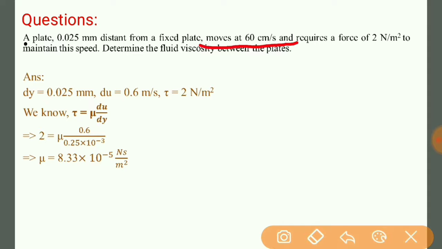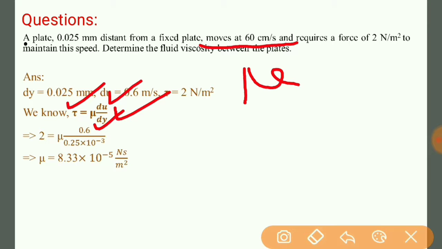This means it asked about dynamic viscosity, and we know the formula for dynamic viscosity, that is tau equal to mu du by dy. Here we have to know first of all what is tau, what is du, and what is dy. Then we can easily calculate what is mu.